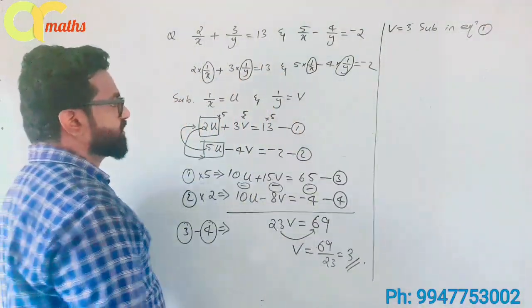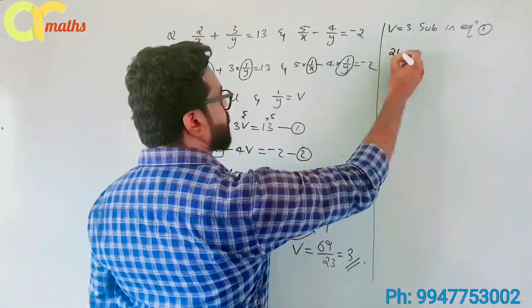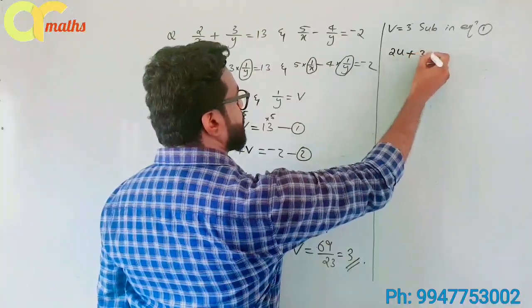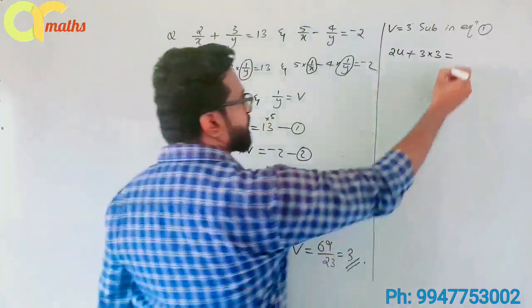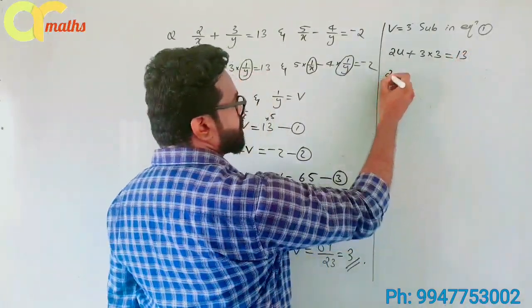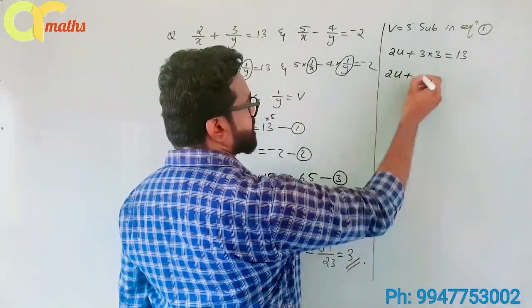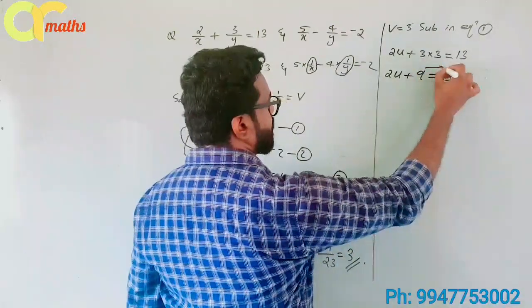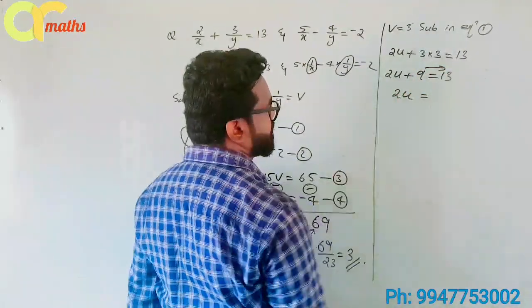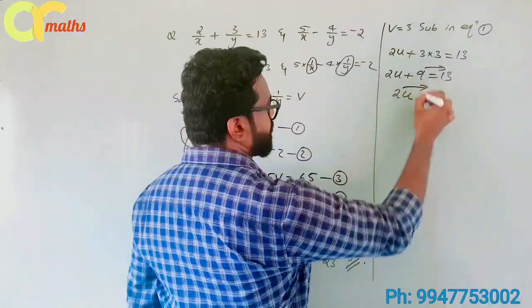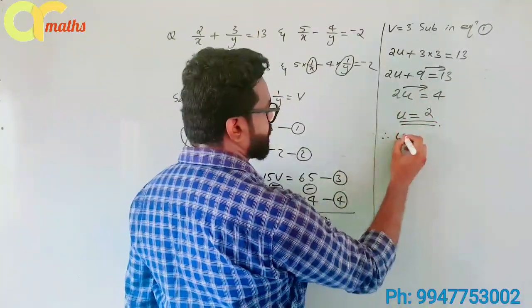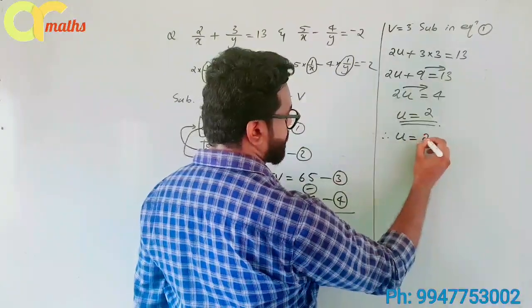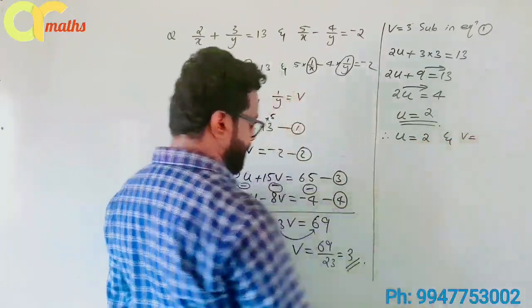Then 2u plus 3 into v. 3 into v means 3 into 3, equal to 13. Then 2u plus 9 equal to 13. Then 2u equal to 13 minus 9, that is 4, u equal to 4 by 2, 2. Therefore, u equal to 2 and v equal to 3.